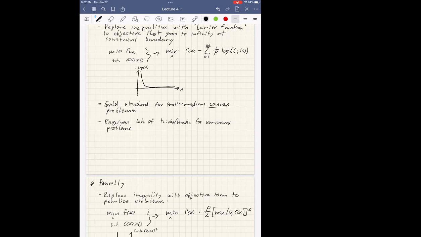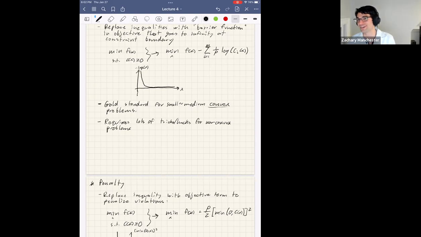Okay, thanks. Small to medium, yeah. The honest answer there is it depends on your computer. And as computers have gotten better and better, the definition of large scale optimization keeps shifting.